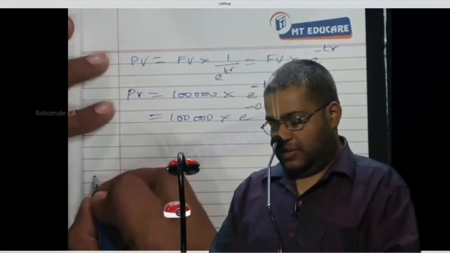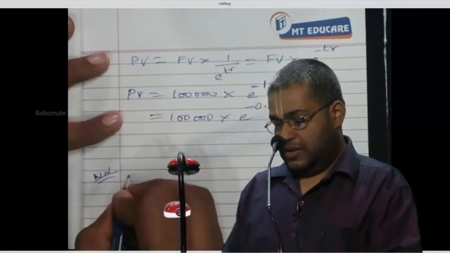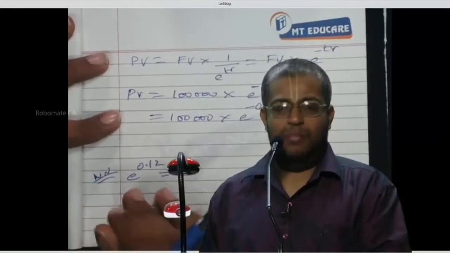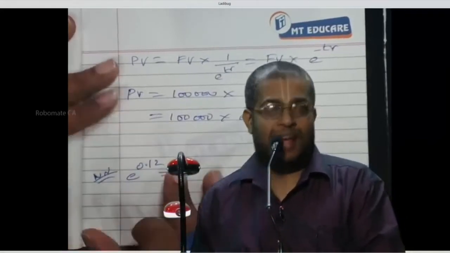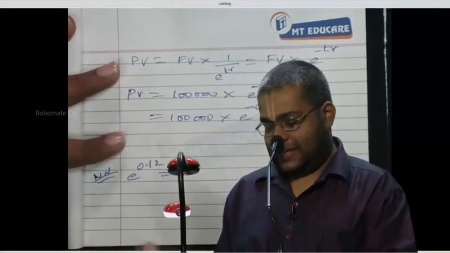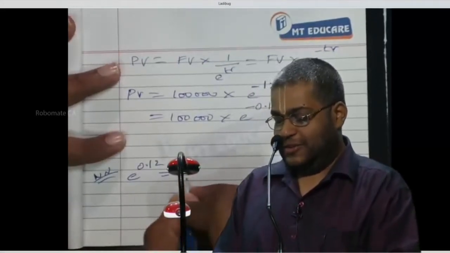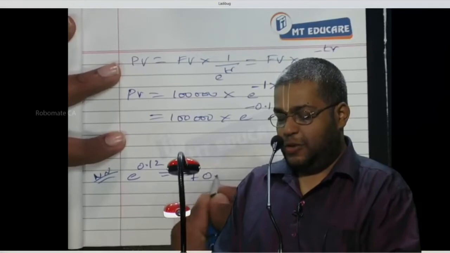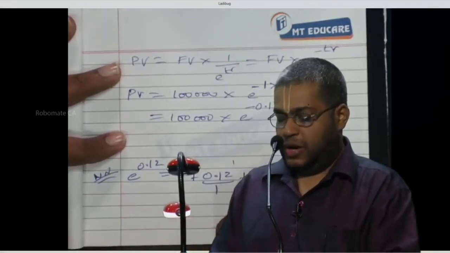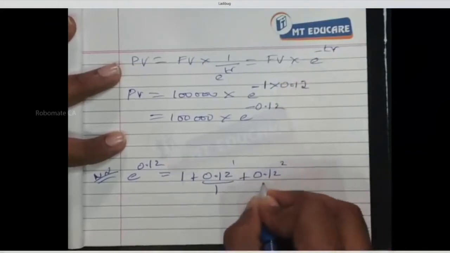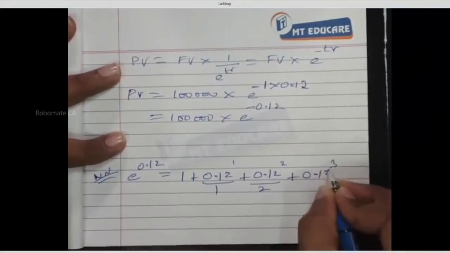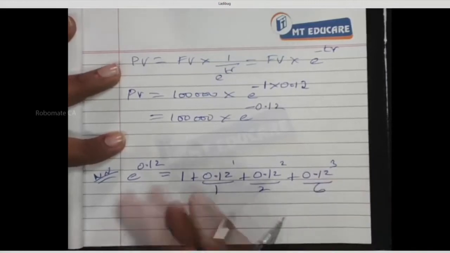Write down the working note. E power 0.12. You might have already done it, but do it once again just for clarity. Don't look at the previous page. Can you proceed? Tell me first: 1 plus x power 1, that is 0.12 by 1 factorial, plus x squared, that is 0.12 squared by 2, plus 0.12 cube divided by 6.